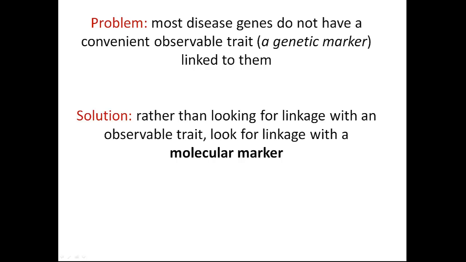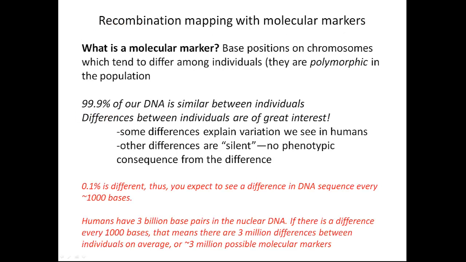And the idea here is that although you cannot observe a molecular marker by looking at a person, you can't know their phenotype, it's very easy to actually get some DNA, collect some blood, do a DNA test, and figure out which form of a molecular marker that person carries. So let's just talk a little bit about what a molecular marker is. It is a position in the genome that tends to be polymorphic among individuals.